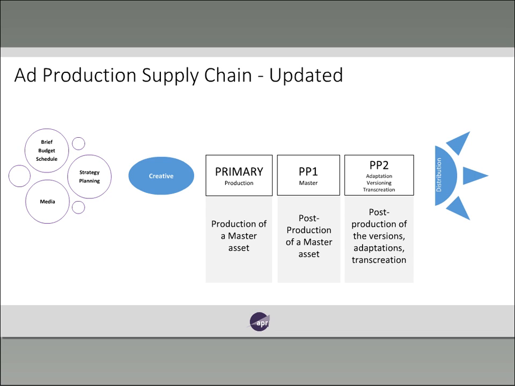PP2 is further post-production, taking those master assets and adapting them, making different versions, transcreating them for different languages, and then going into distribution. So this is just a little bit of updated terminology so that when you're sourcing these different elements of your ad production, you can talk a little bit more specifically about it.